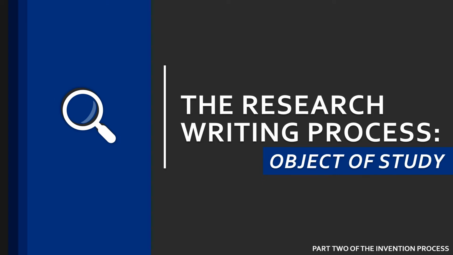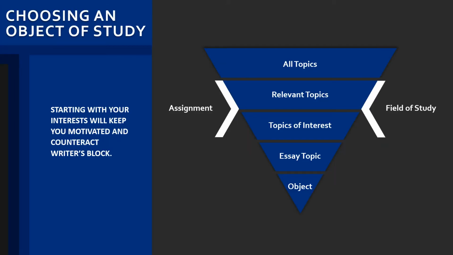The Research Writing Process, Object of Study, Part 2 of the Invention Process. Since every research essay is built on analysis of a particular object of study, one of the first steps to beginning your research is choosing your object. However, in order to choose your particular object, start by finding a topic.